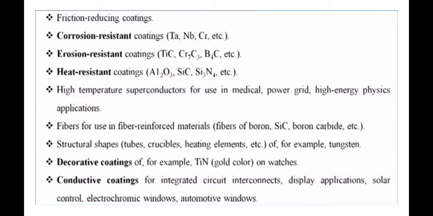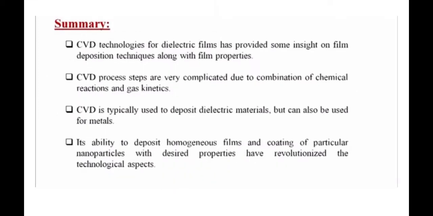Then at last, let us take the summary. This CVD technology for dielectric films has provided some insights on film deposition techniques along with film properties. The CVD process steps are very complicated due to the combination of chemical reactions and gas kinetics. CVD is typically used to deposit dielectrics, but can also be used for metals. It has the ability to deposit homogeneous films and coatings of particular nanoparticles with desired properties. It has a revolutionary technology aspect.